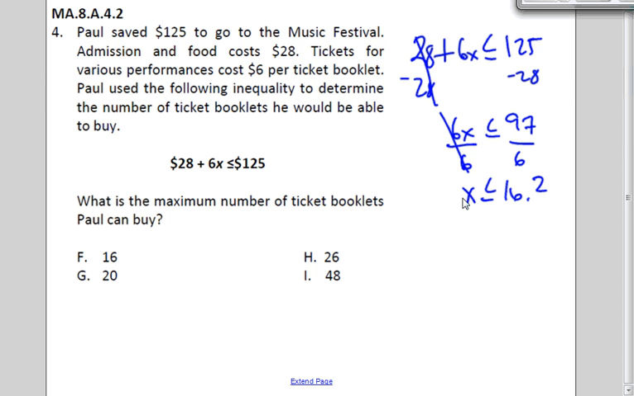Now, since we have to choose the answer that is less than or equal to 16.2, we must choose 16, and that is all. If it was 17, the answer would still be 16 because it must be less than 16.2.